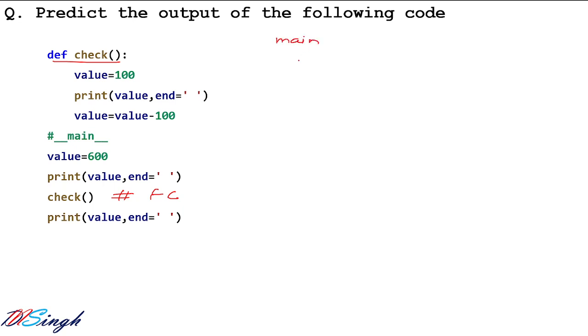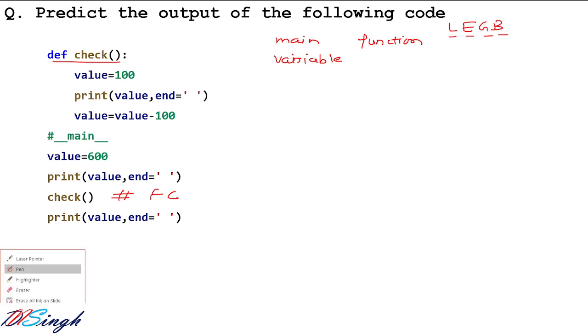Remember, we have a rule of scope called LEGB: local, extended, global, or built-in. The variables declared inside main are accessible inside the functions, but the variables declared inside the functions are not accessible in the main. So they have their own variables inside the function and inside the main. The value which is in the main is different from the value variable which is declared in the function.